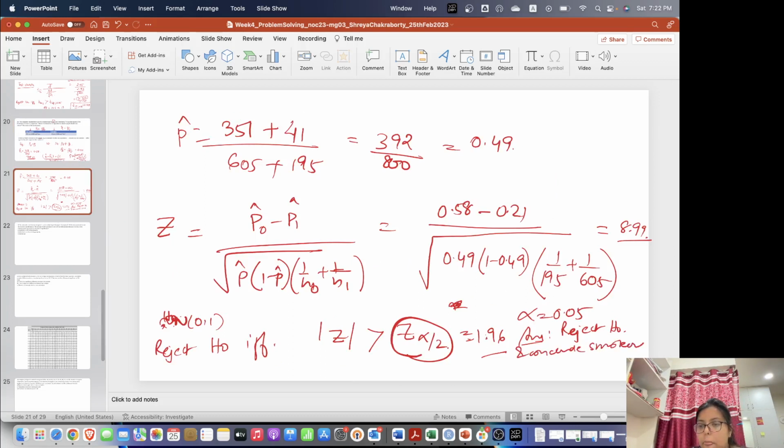Smokers and non-smokers differ in opinion.